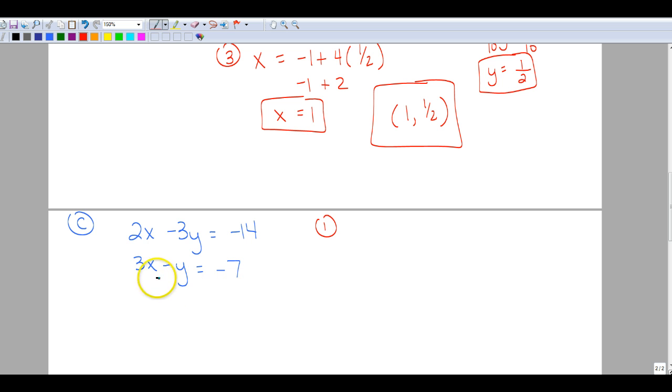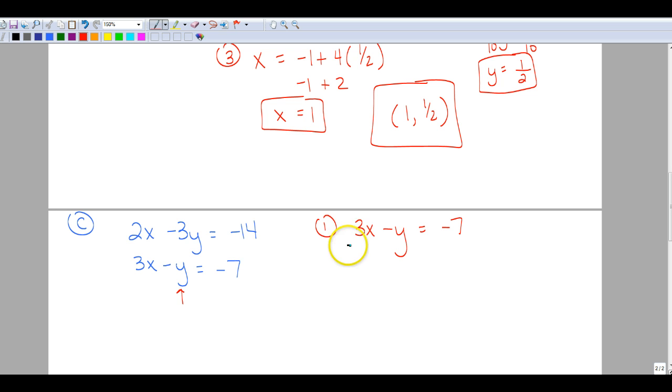with a negative 7/3. The easiest one to solve for is going to be the y in the second equation, because that has a coefficient of negative 1, which is better than having 2 or 3 as a coefficient. So what I'm going to do is I'm going to take 3x minus y equals negative 7, and I'm going to solve for y.